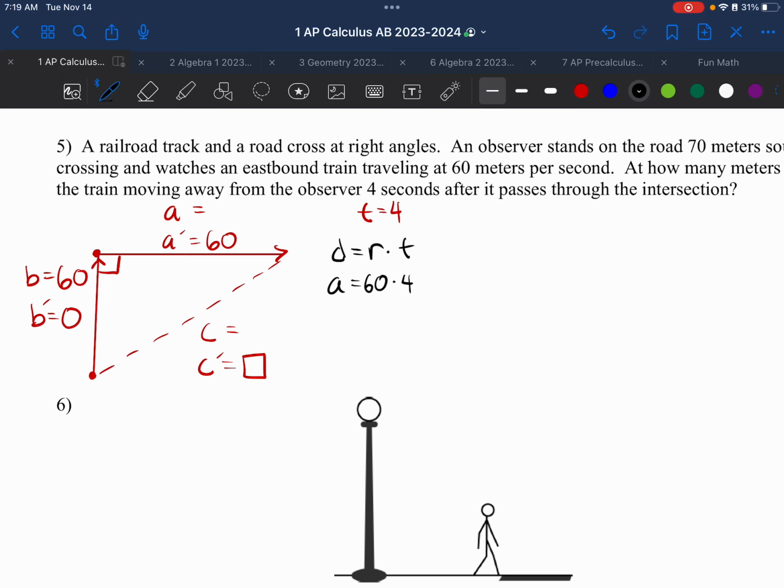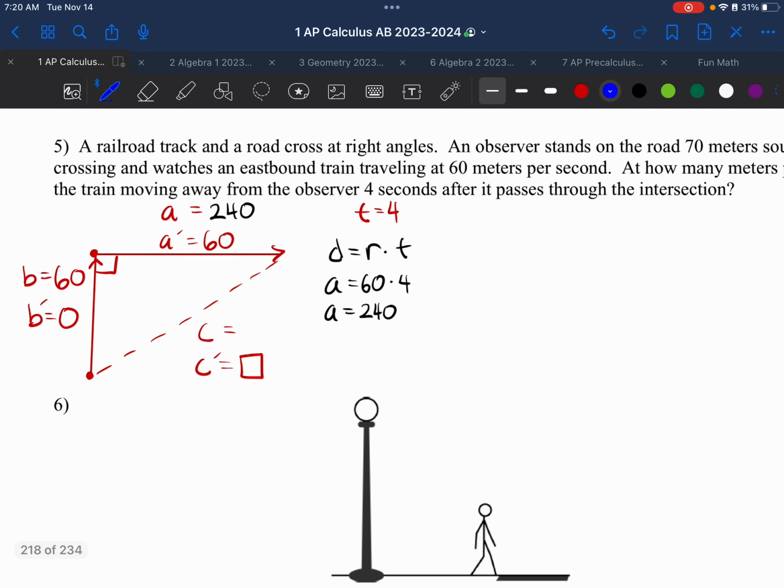So A is equal to 60 times 4, not 40, which is 6 times 4, which is 24. Add on the 0, 240. Okay, and then from there we should be able to find that C. This is the only piece of information that we need to solve for in order to solve for C prime. So right now I'm trying to find C.